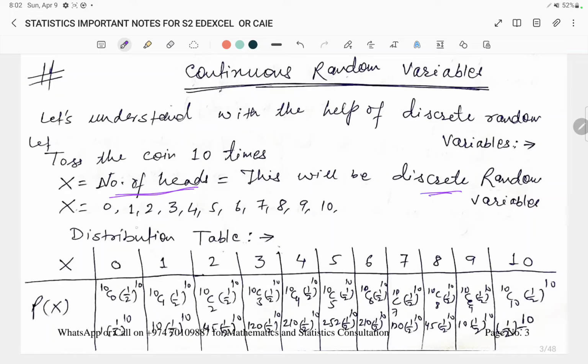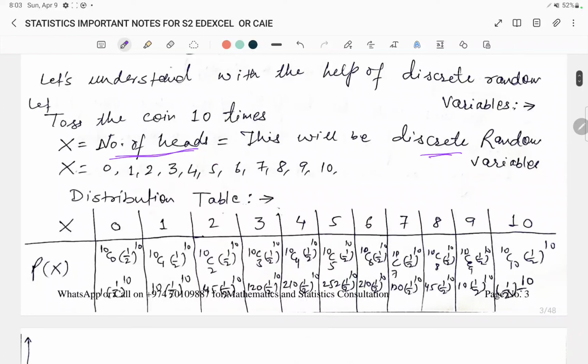So suppose x is the number of heads. If you toss your coin 10 times, then definitely you can have heads either 0 times, or 1, 2, or maximum 10, but not 11 times, because you are tossing 10 times only. So you will write the distribution table. x is 0, 1, 2 up to 10, and p of x for 10 is half to the power 10. This distribution table you can form.